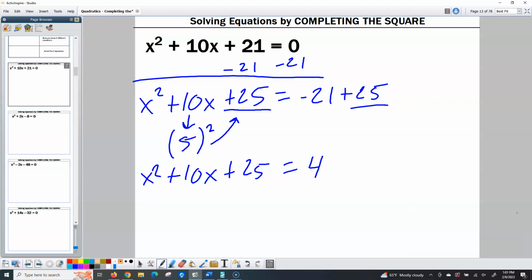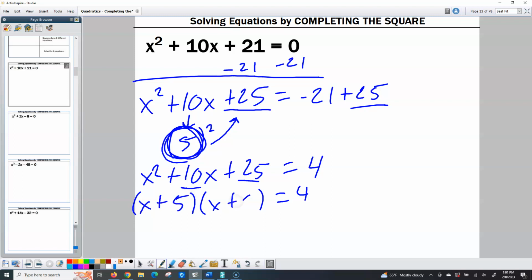And I'm going to factor this left side over here. So I need two numbers that are going to add to give me 10 and multiply to give me 25. If I need to go over to the side and write down all the multiples of 25, I can. Those two numbers are always going to be the same number. Spoiler alert, it's always this number right here. Two numbers that are going to add to give me 10 and multiply to give me 25, plus 5 and plus 5. I can rewrite that as x plus 5 squared equals 4. So it's x plus 5 times x plus 5. I can rewrite that as x plus 5 squared.